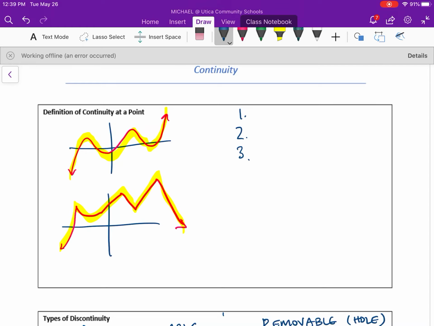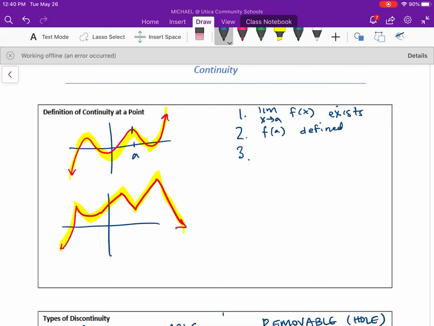So the 3 steps to determining whether or not the function is continuous at a given point, we'll call that point A. The first step is looking at the limit. So we need to know that the limit as x approaches A of that function exists. We don't necessarily need to know what it is at the moment, just that it exists. So that's step 1. Step 2 is, is the function at that point defined? Is there a point at A so that we get f of A? Again, not concerned necessarily with what it is at the moment, just that it is defined.